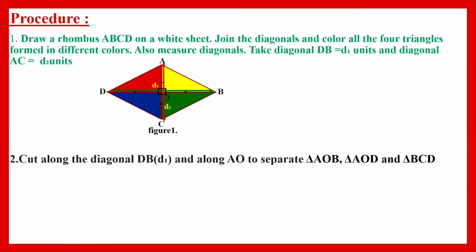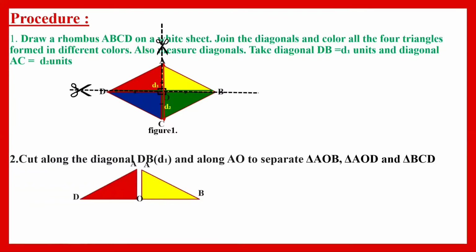Next step is I cut along the diagonal D1 and along AO to separate triangle AOB, triangle AOD and triangle BCD. So I cut along DB and I cut along AO. And what do I get? I will get the triangle AOB first of all. Then I get the triangle AOD separated. And lastly, I get the triangle BCD separated. Right? So let me mark the diagonal. DB is equal to D1 and AC is equal to D2.